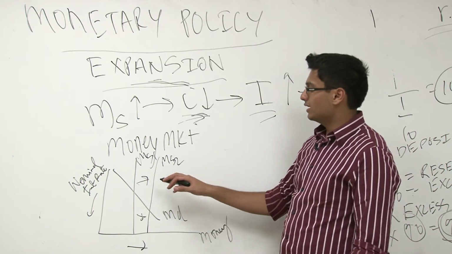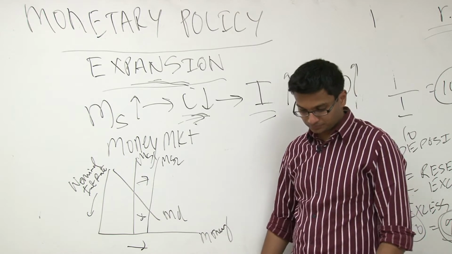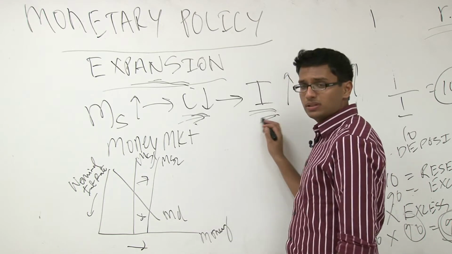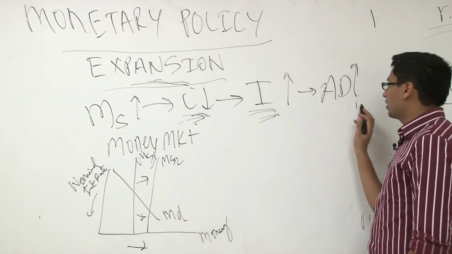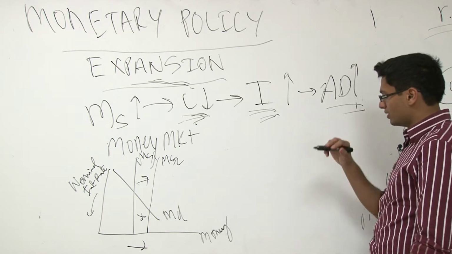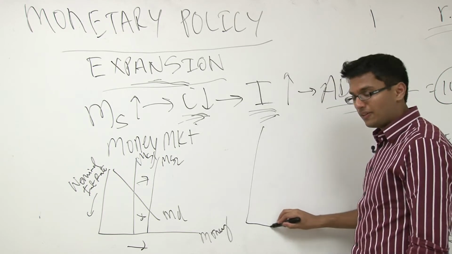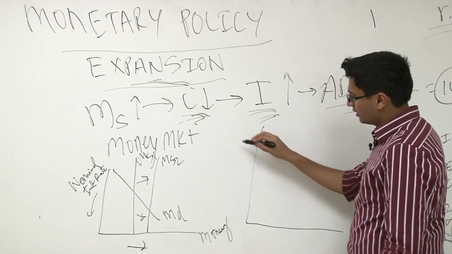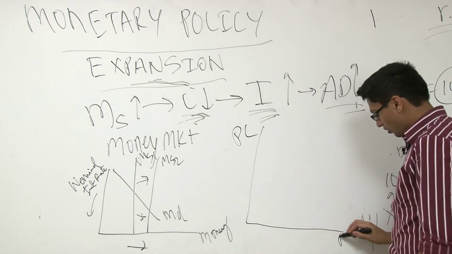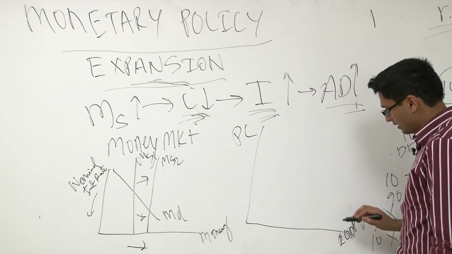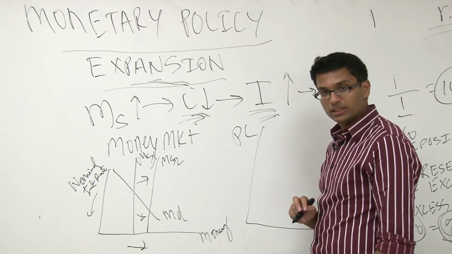What this prompts is that after the interest rates drop, there's more investment in the economy. More investment in the economy means that AD goes up. Well, how do we show this, right? Now, here's the graph that all of us remember. Here's price level, here's RGDP. Everyone remembers this, hopefully.